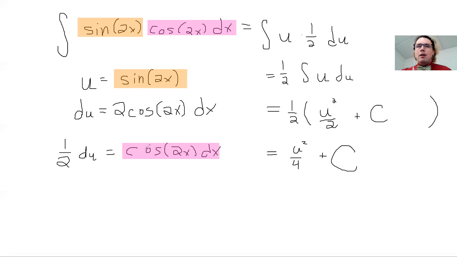Now, just like before, I need to change this back into the x variables. So where I see u squared in this formula, u is going to turn back into sine of 2x. Since I'm squaring that, I'll have sine squared of 2x, all on 4, all plus c.